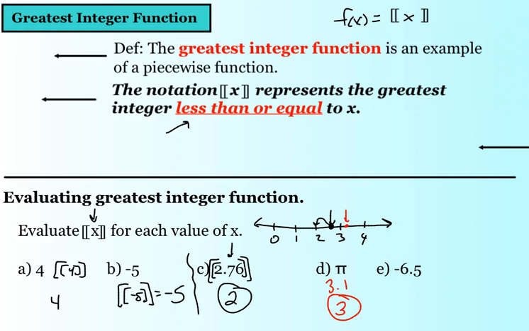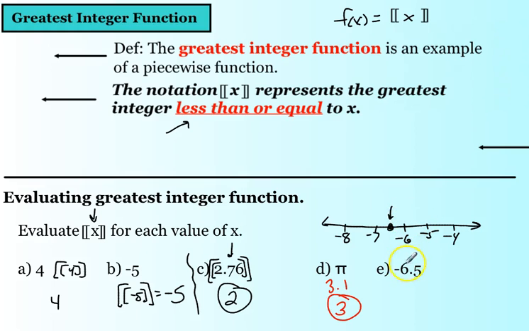Now this one's interesting. Let's take a look at negative 6.5. And again, I'm going to show you this with a number line. Negatives can be a little tricky here. So I'm just going to put negative 6, negative 5, negative 4, and so on. So here's a number line, right? Negative 6.5 would be right about here, right? Now if I am putting negative 6.5 into the greatest integer function, remember it's like the rounding down. So the answer wouldn't be negative 6. What is the integer that is less than negative 6.5? It would actually be negative 7.